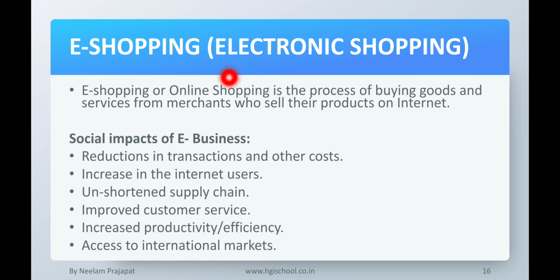Another type of web service is e-shopping, electronic shopping. E-shopping or online shopping is the process of buying goods and services from merchants who sell their products on the internet. So there is a social impact of e-business nowadays. There is reduction in transactions and other costs, increase in internet users, shortened supply chain, improved customer service, increased productivity and efficiency, and access to international markets.